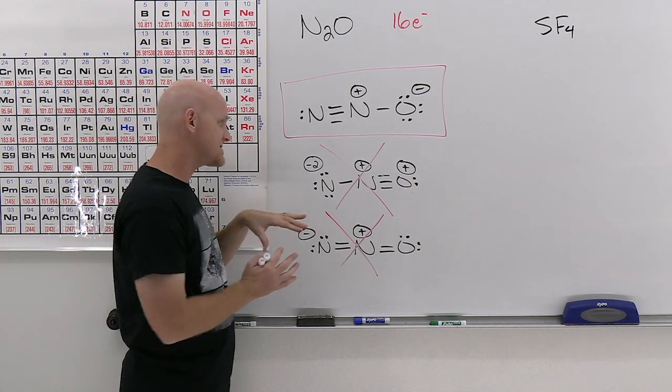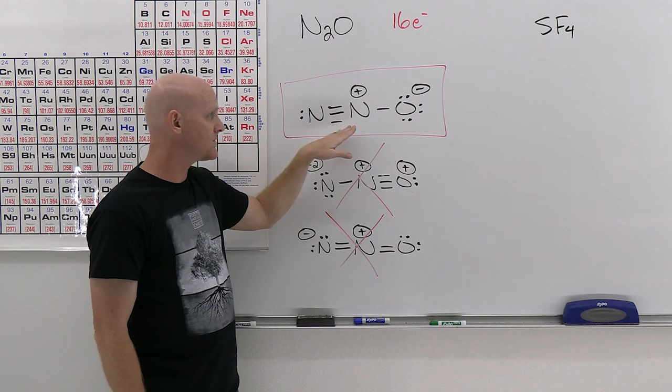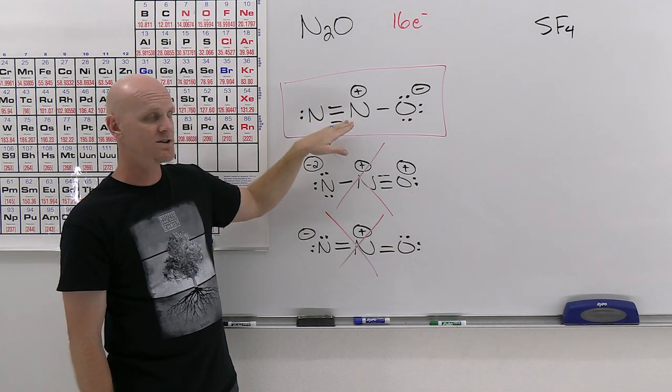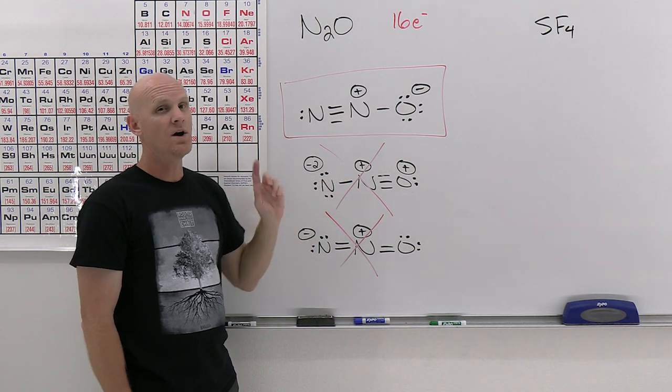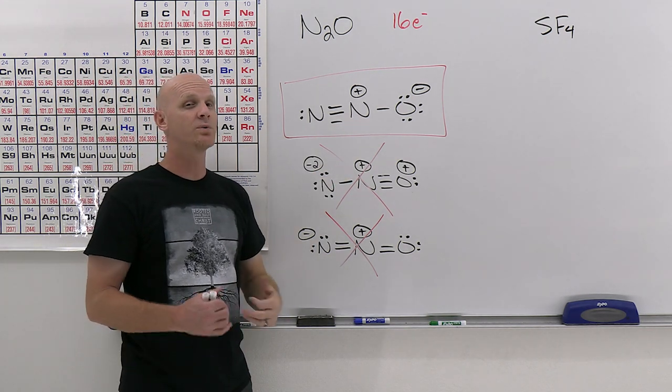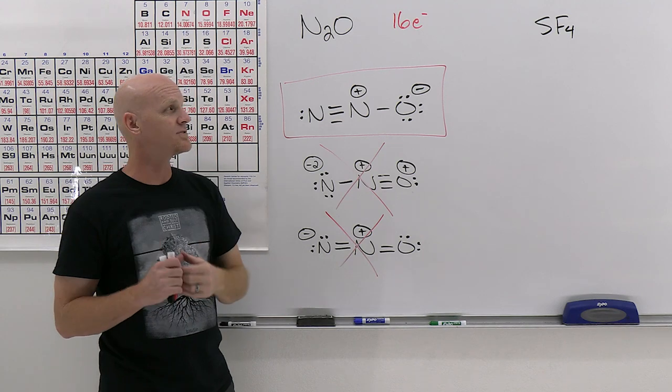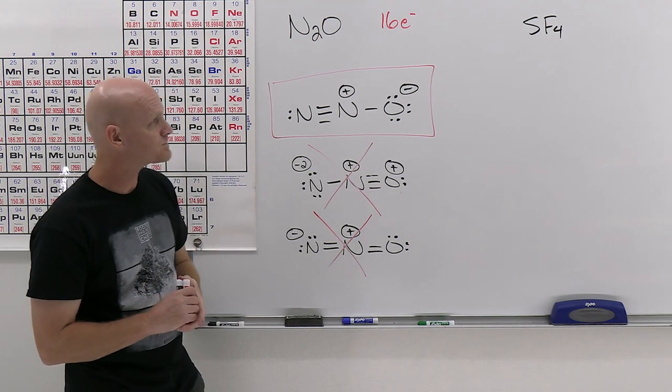But again, in this example, the resonance hybrid, we say, is going to mostly resemble this particular structure rather than the other two. We'll get to an example with equivalent resonance structures in a little bit. And again, we'll have to do something a little special for that.